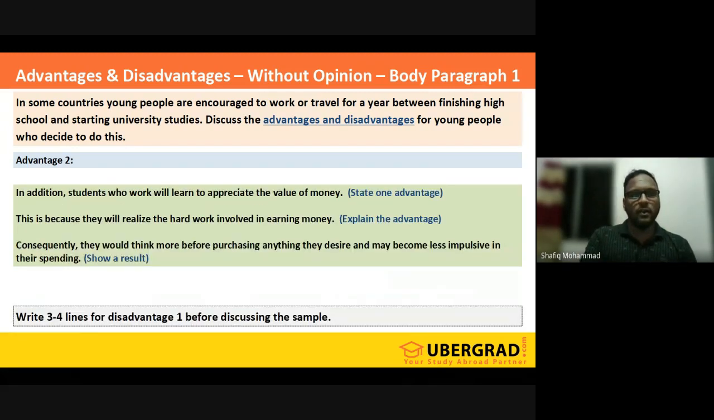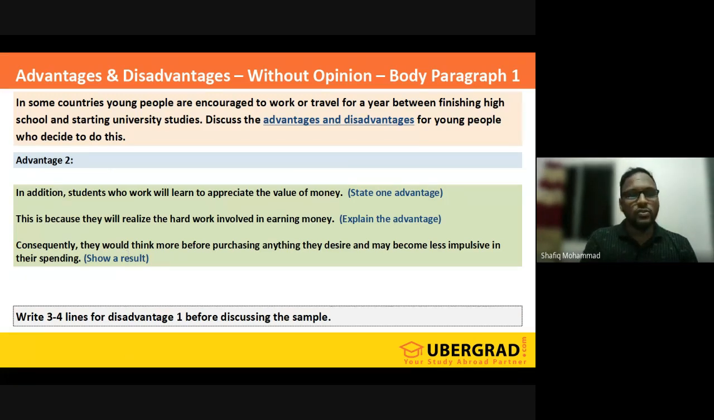Even in the same body paragraph, you can also state another advantage. For example, in addition, so you're adding. These are cohesive devices. We call them in addition, however, moreover. If you are saying something contradicting, for example, when you're talking about disadvantage, obviously, however, you'll start with it. So these are all cohesive devices. Okay, these are very important.